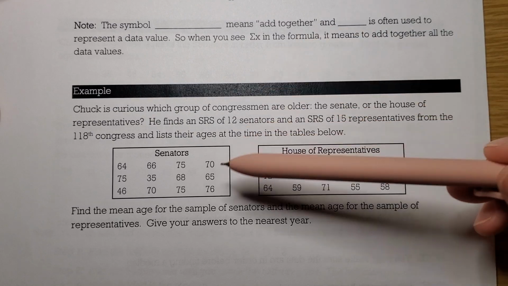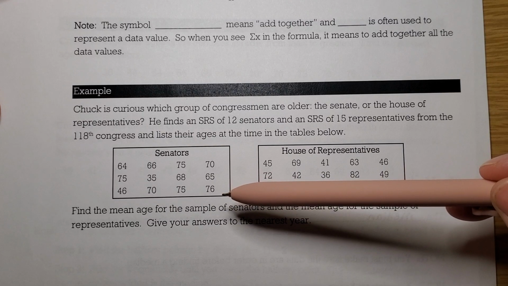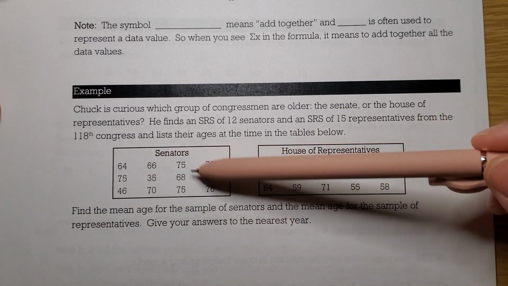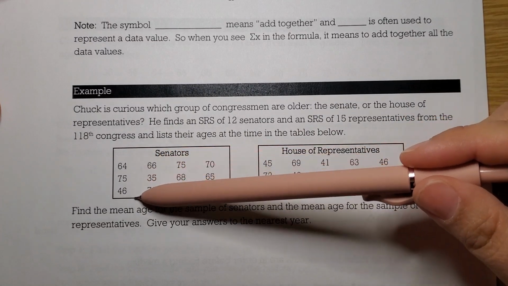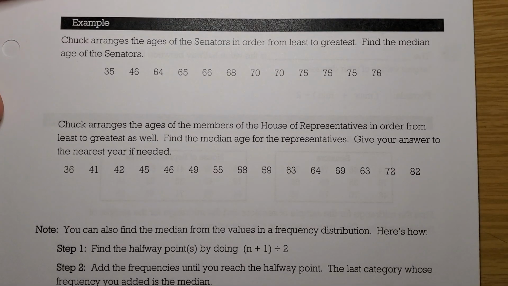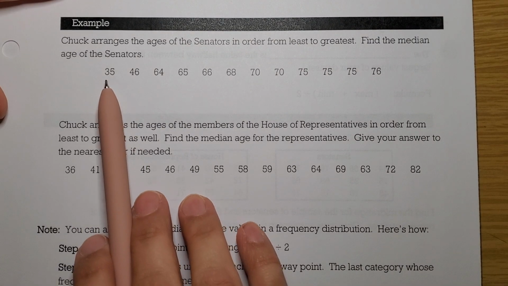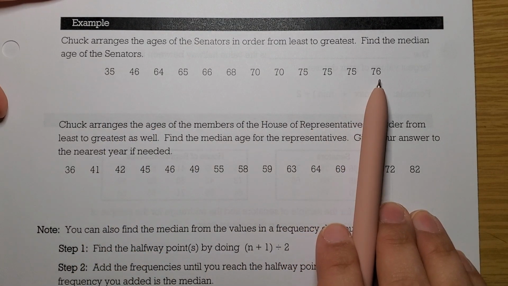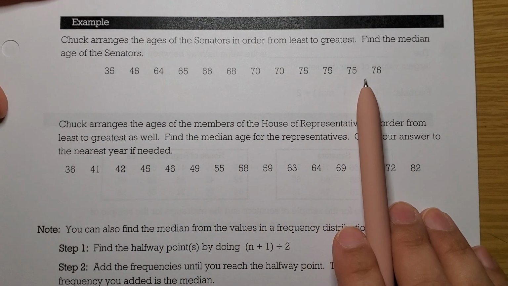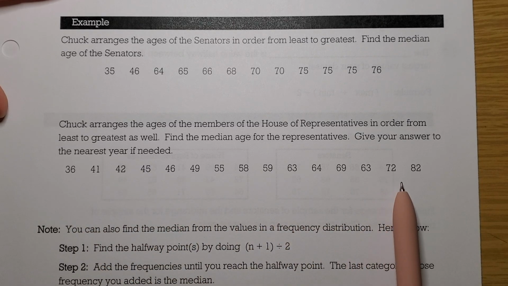If we have our data sets looking just like this, it's not set up well for us to find the median because the numbers aren't in order. They're just in whatever order they were found in. To help us out, Chuck has arranged the ages of the senators in order from least to greatest. So we can see that they're in order, and we don't have to worry about doing that. Same thing with the House of Representatives. They're already listed in order for us.